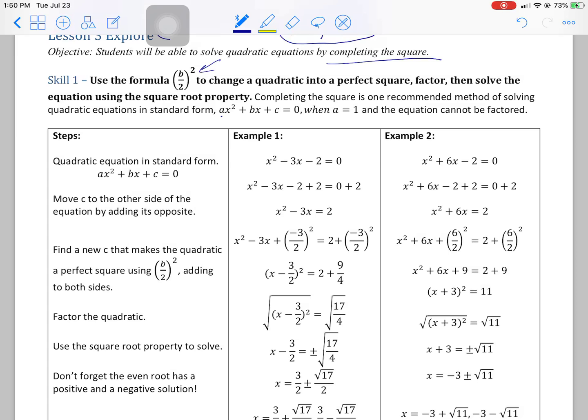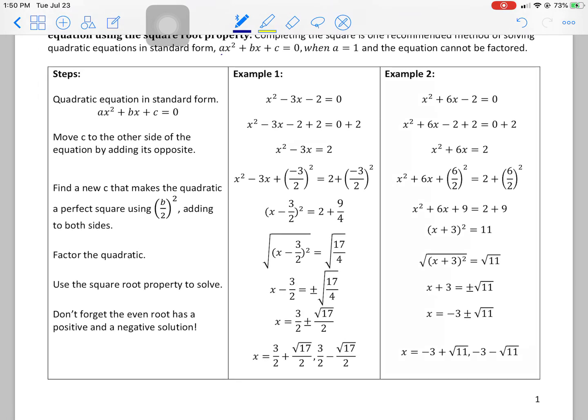So this one is a choice when the equation can't be factored and a equals 1. I think we're going to run into a couple of examples where a doesn't equal 1, but we can fix that. So let's see how this works.